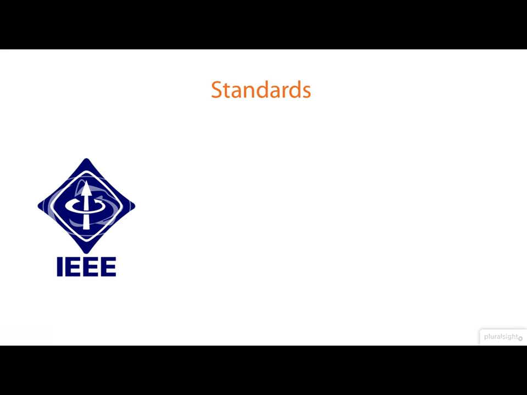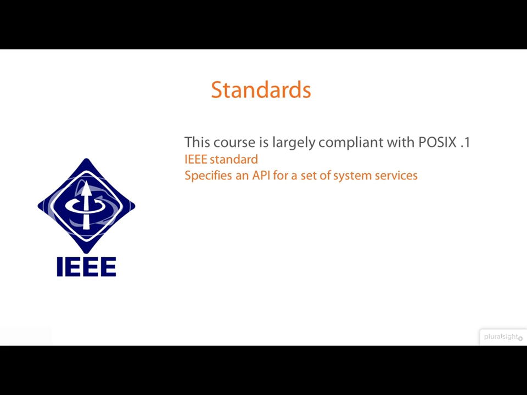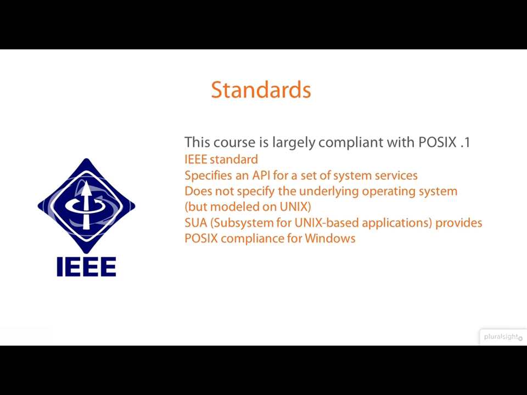Now, most of the stuff you'll see in this course, at least the C language stuff, is formally standardized in an IEEE standard known as POSIX 1. It specifies an API for a set of system services. It's careful not to specify what the underlying operating system should be. It is, however, closely modelled on Unix. In fact, there's a subsystem called Subsystem for Unix-based Applications that provides POSIX compliance for Windows.